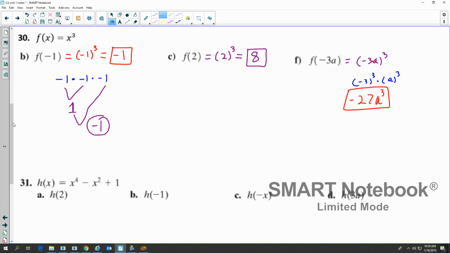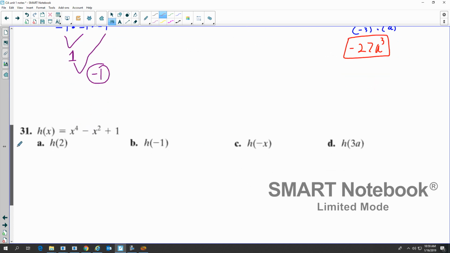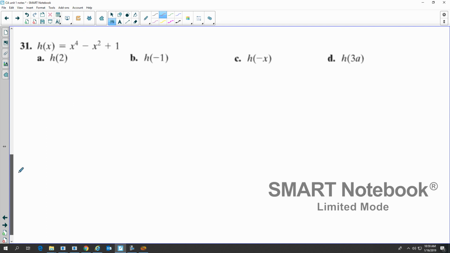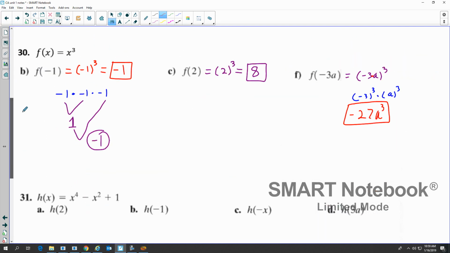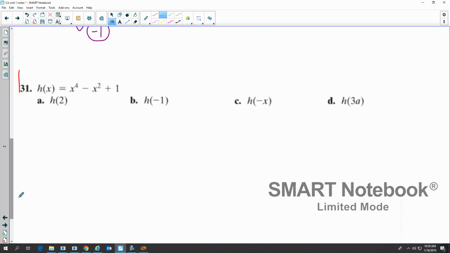All right. Let's see what we got left. Looks like we got one left, I think. I don't think I have. Yeah, that starts the next part. All right, so last one.